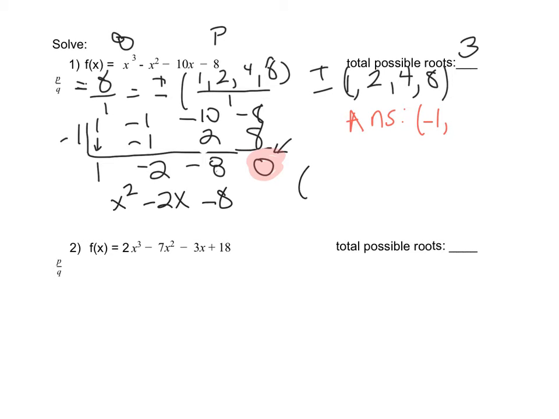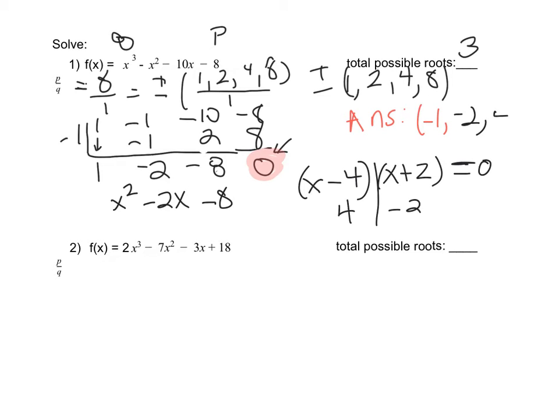So that's going to be x minus 4, x plus 2. Okay, if I'm going to solve those guys, I'm going to set each of them equal to 0. So one answer is 4 and one answer is -2. So my final answers would be -1, -2, and 4. So those are all the roots for that problem. So we'll try the next one, which is a little bit more complicated.